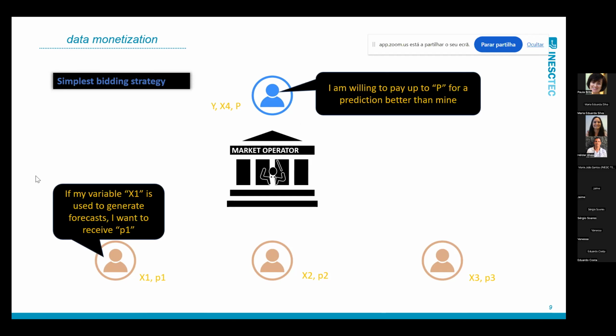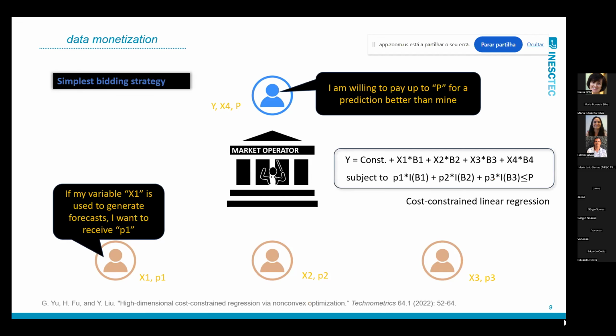And to orchestrate the process, so we have the data buyer, we have the data sellers, and we need some entity to orchestrate the process and ensure data privacy. And this entity is the market operator. So we have the market operator that receives all data and bids and generates the best forecast possible given the restrictions. So in the simplest design, we can assume a linear collaborative model.